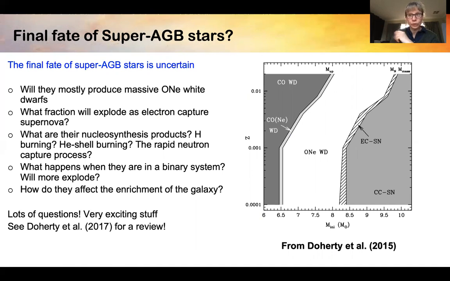There are still a lot of open questions relating to this mass range. There's a fairly recent review by Carolyn Doherty from 2017, and I recommend you have a look at that paper if you're interested in these objects. I put a diagram from one of Carolyn's papers on the right-hand side, showing initial mass as a function of metallicity and what the various fates are, noting that the mass range for electron capture supernovae is really uncertain. It depends on the numerical choices within the code you use to calculate these sorts of models.